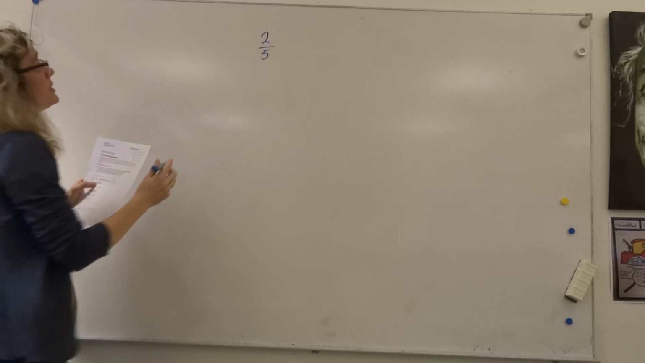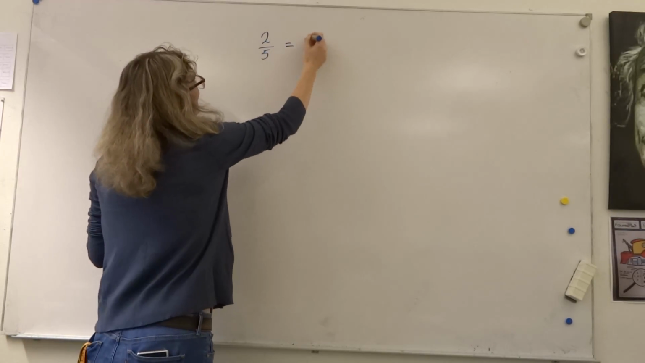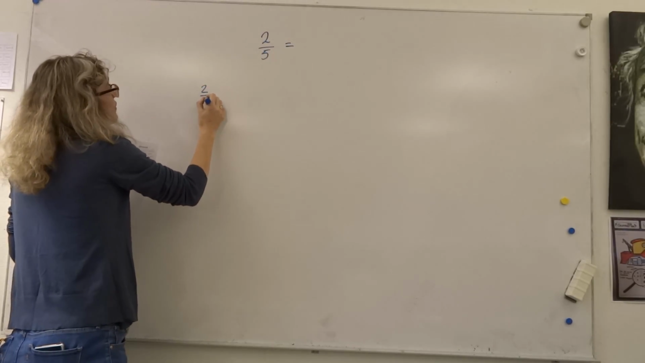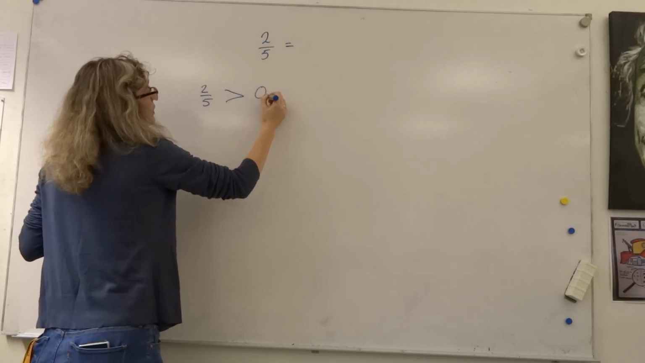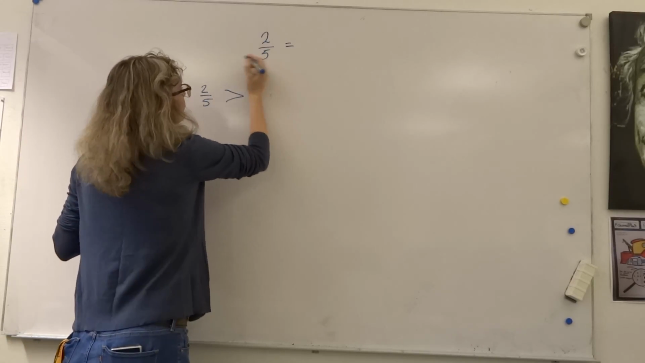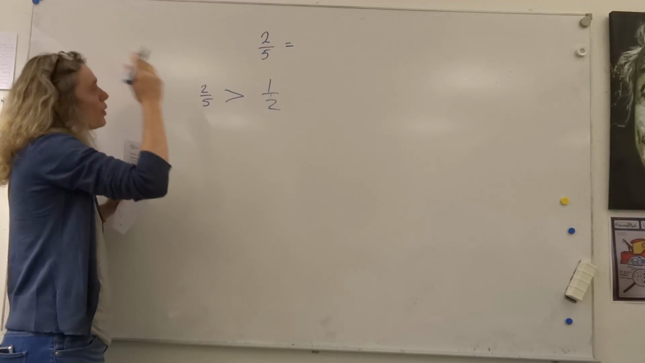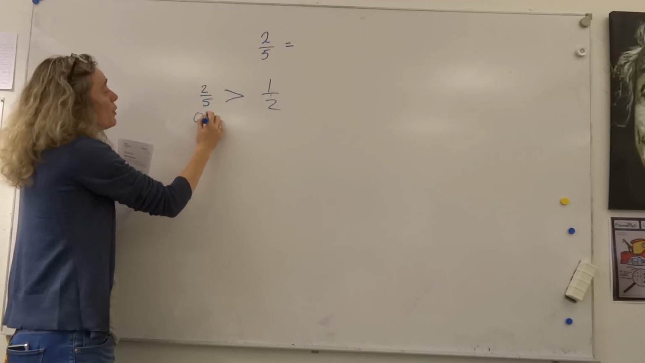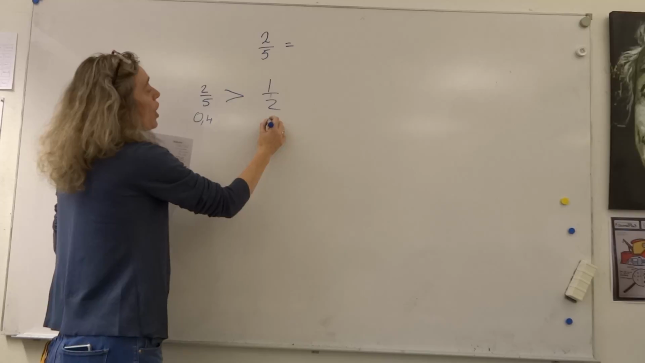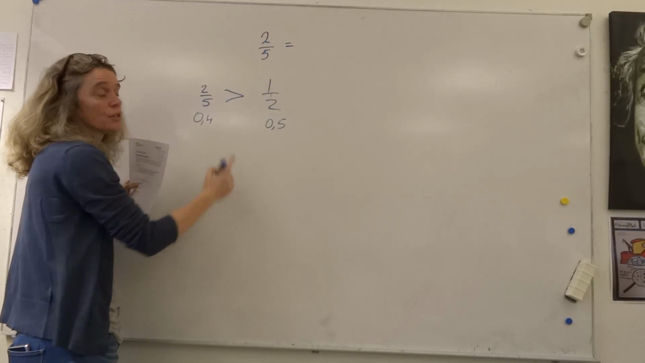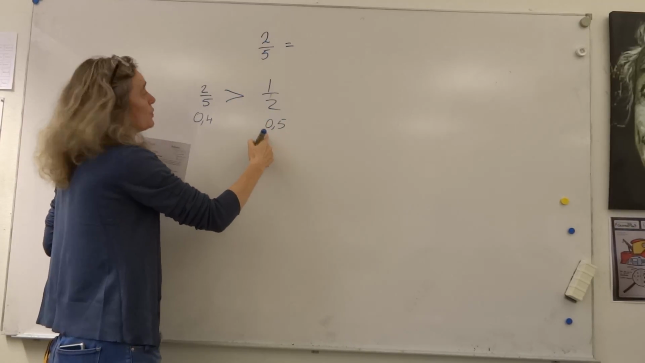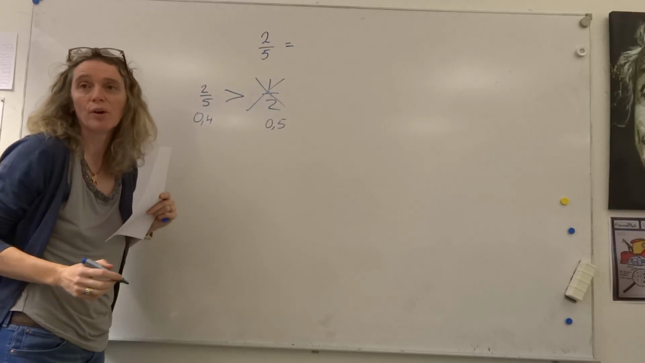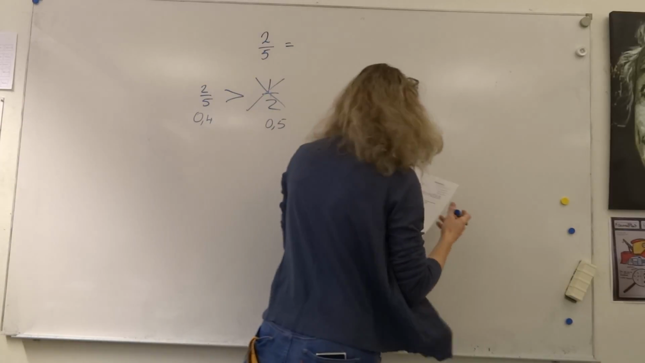And the first one is: is 2/5 greater than a half? Well, 2/5 we know is the decimal number 0.4, whereas a half is the decimal number 0.5. So 0.4 is not greater than 0.5. So therefore that one cannot be true.